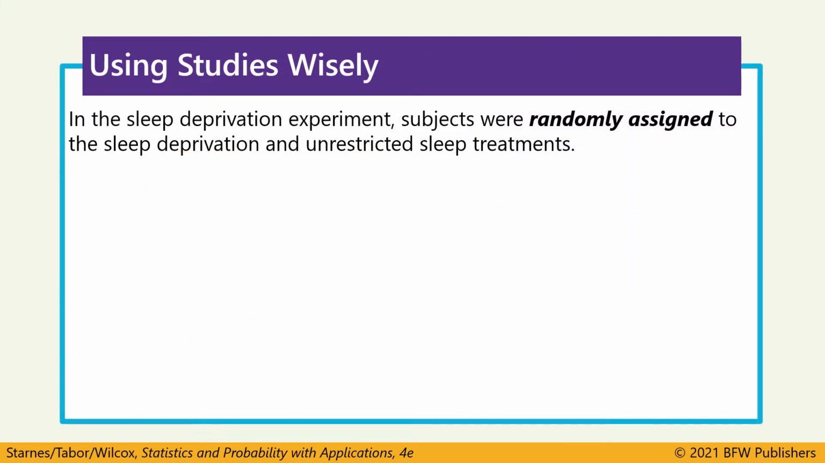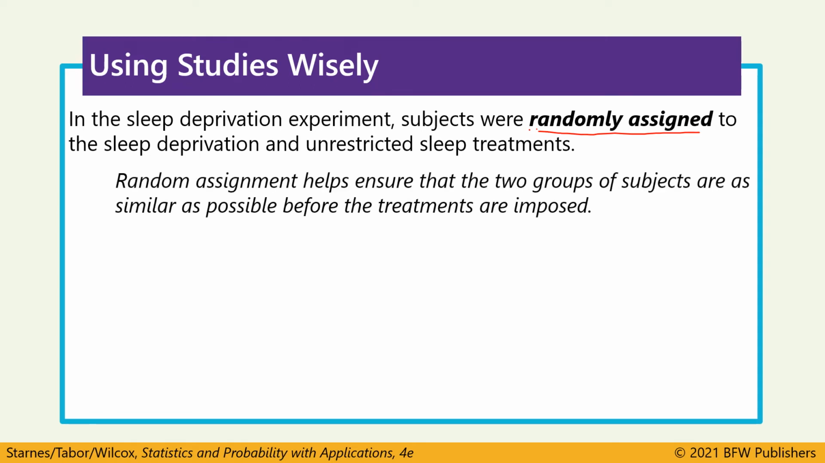Now let's go back to that sleep deprivation experiment, where we had volunteers to start, and they were randomly assigned to one of two groups. One of the groups underwent sleep deprivation, and the other could sleep with no restrictions. Now, one of the key differences here is that this is an experiment because we have treatments that are randomly assigned. The other one, the Census Bureau survey, was an observational study, and that's going to lead to some differences in what we can conclude about this.